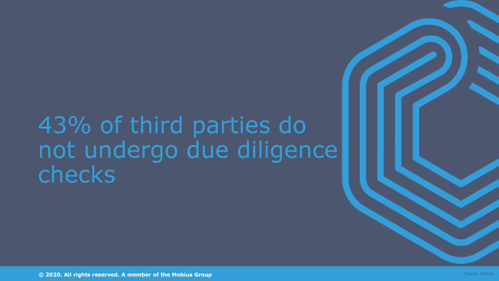So our research has led us to understand that 43% of organizations do not perform due diligence checks on their third parties. I think that's getting better, but it's still a very scary thought to consider that of the third parties on your books, maybe only 43% of them have had a look from a risk management and due diligence perspective.